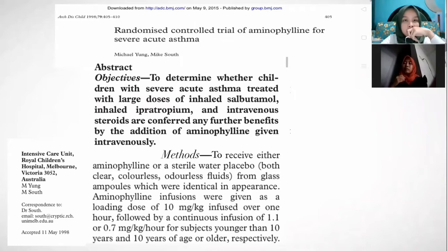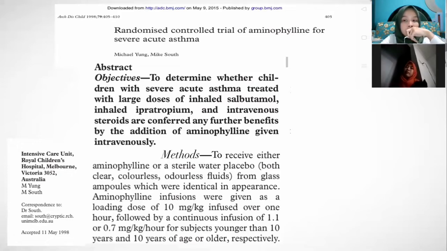First is objective. To determine whether children with severe acute asthma treated with a large dose of inhaled salbutamol, inhaled ipratropium, and intravenous steroid gain any further benefit from the addition of aminophylline given intravenously. For example, studies performed in children showed that aminophylline improved the forced expiratory volume in 1 second, but it is currently used as an outmoded symptomatic drug; others showed no benefit, but all excluded several ill patients. Methodological problems included low power and withdrawals for a lack of response.